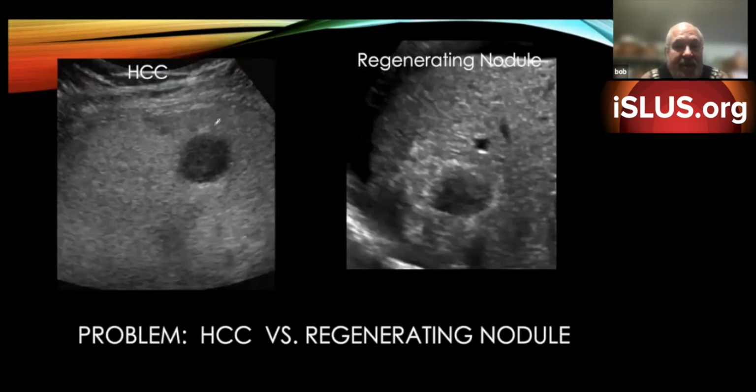So here's a patient with HCC. Here's a patient with regenerating nodules. So you can see that they look pretty similar. Look at this one. It's sort of like the borders are a little bit more ragged, and this is a lot more smooth. So I would have thought the other way around, but these were both biopsied, and this was HCC, and this was regenerating nodule. So, that's another problem we face.